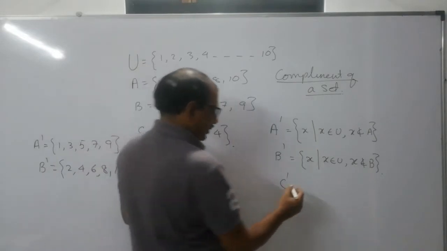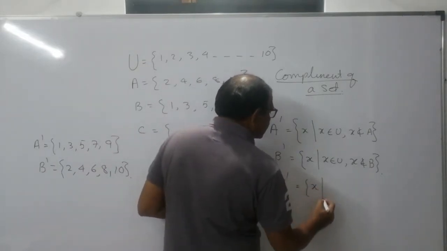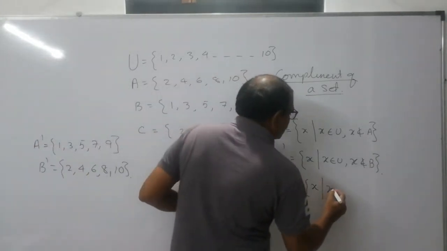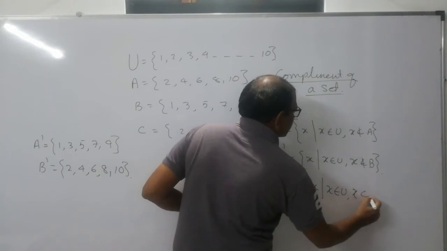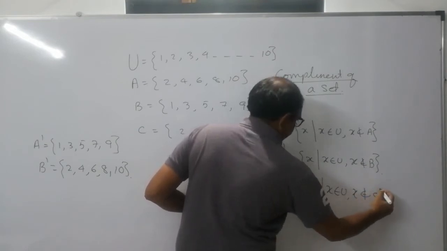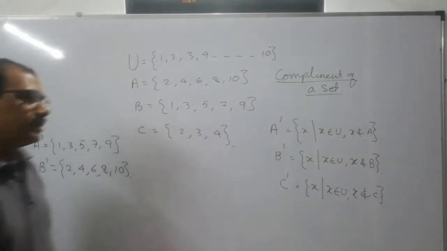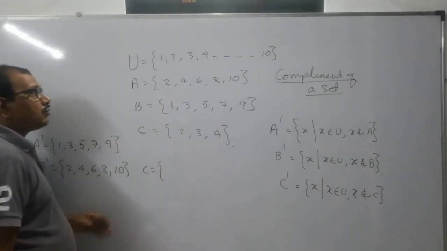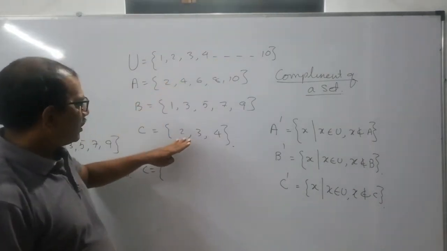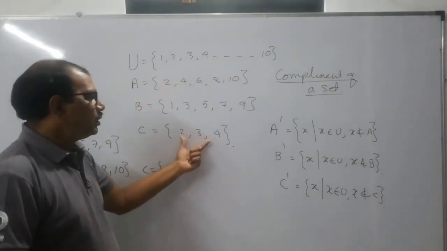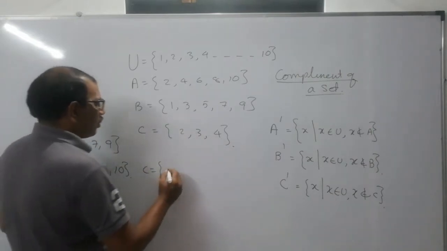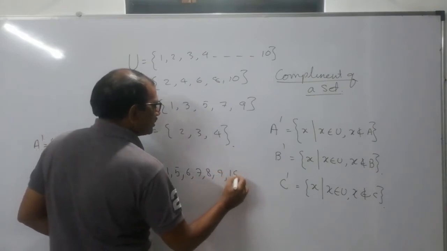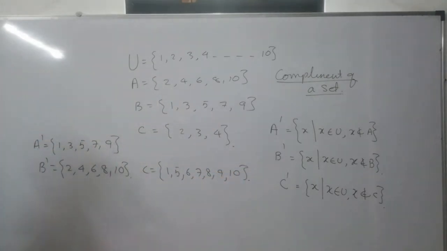C complement is a set of all x such that, बोलो, x belongs to u, but x does not belong to C. All right. So C के elements कौन-कौन होंगे? All the elements of u which are not present in C. That means 2, 3, 4 को छोड़ के, मतलब 1, 5, 6, 7, 8, 9, 10. All this. समझ में आया?